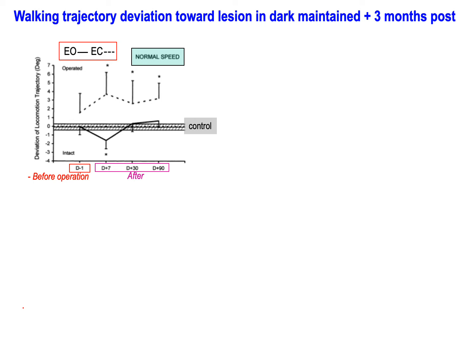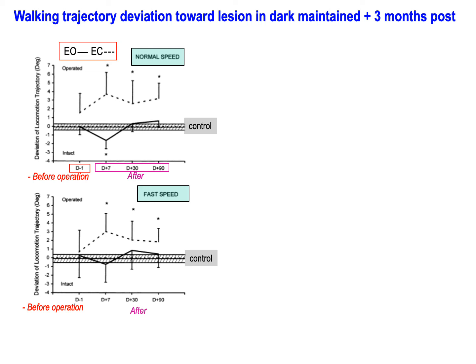So now when their eyes are closed, what you'll see is they deviate on a positive trajectory towards the operated side. And now that's going to be about just over 3 degrees, plus or minus 3 degrees. So you're up to about 6 degrees with that standard deviation. 30 days after the operation, you'll see that with their eyes closed now, they're fairly close to that control group with very minimal, less than half a degree of orientation off of straight ahead.